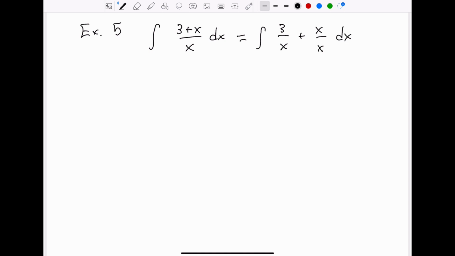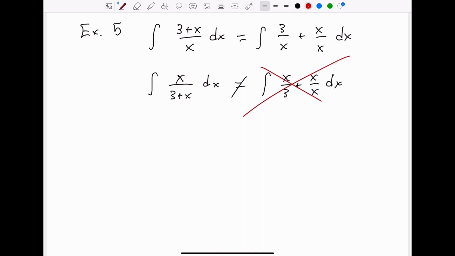Now, this sort of breaking up the fraction can only be done when we're adding or subtracting in the numerator. If we had a relatively similar looking integral, such as x divided by 3 plus x, this is not equal to the integral of x over 3 plus the integral of x over x. We cannot break up a fraction in the denominator. We can only work through this by breaking up the fraction in the numerator.